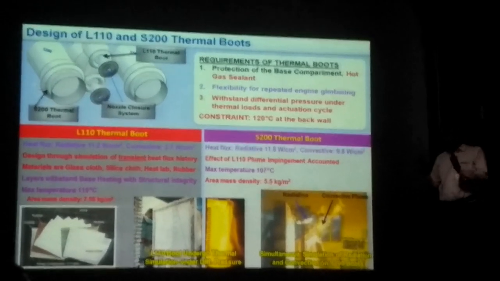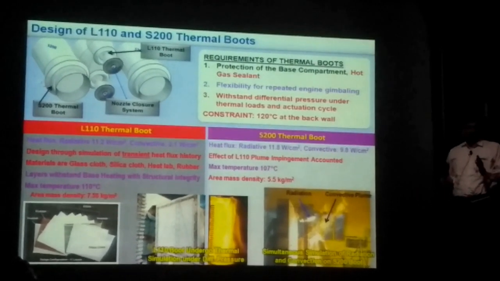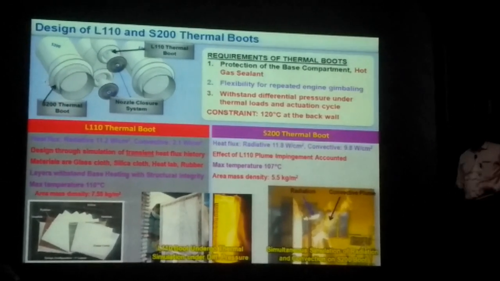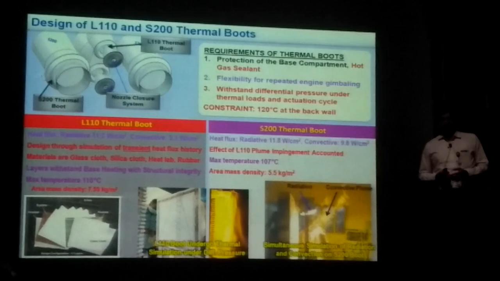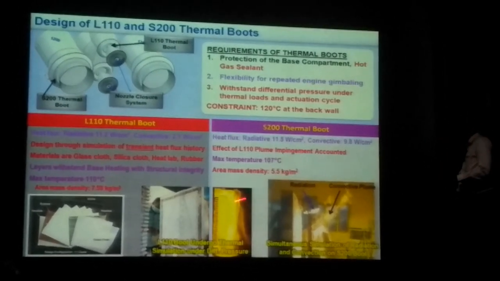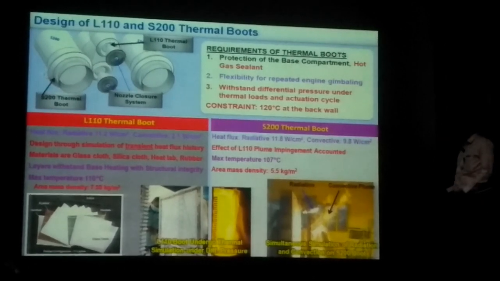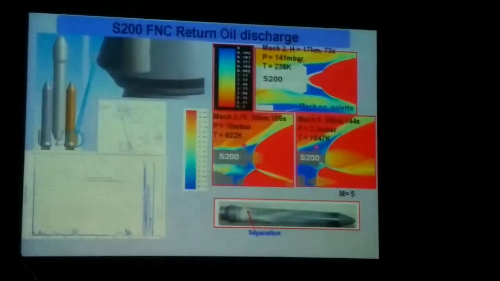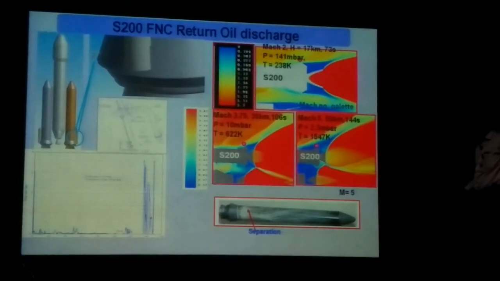Although the front wall sees high heating, the back of the thermal protection system should be within 120. So we design a thermal protection system which will take this much heating on the front wall, but the back wall should be 120. This is done using experimental methods, and then this particular thing is put on the flight.